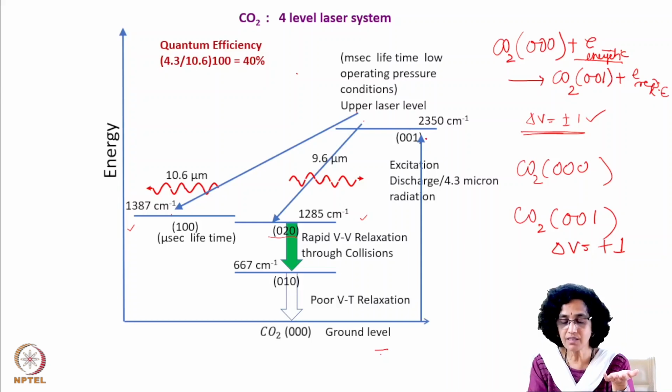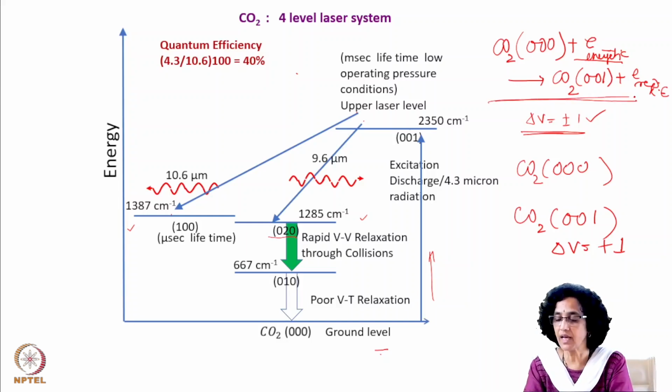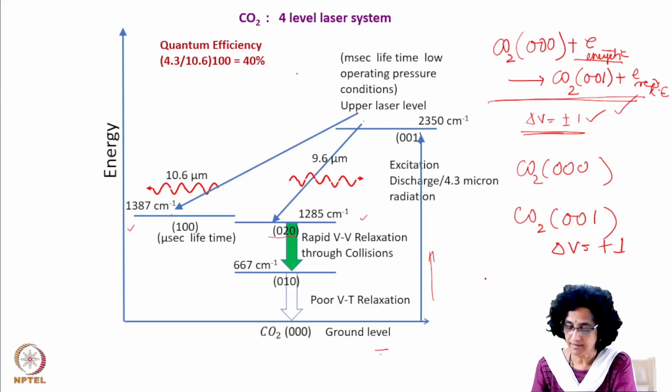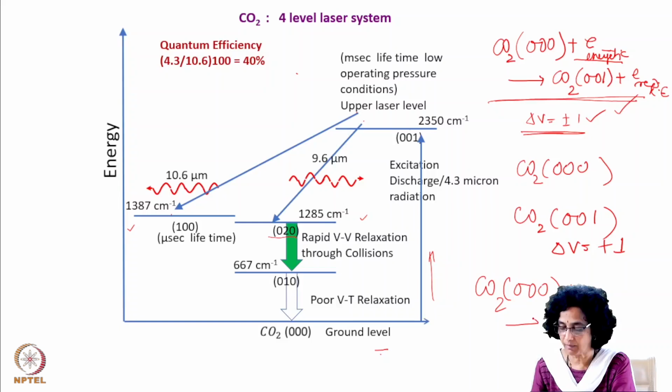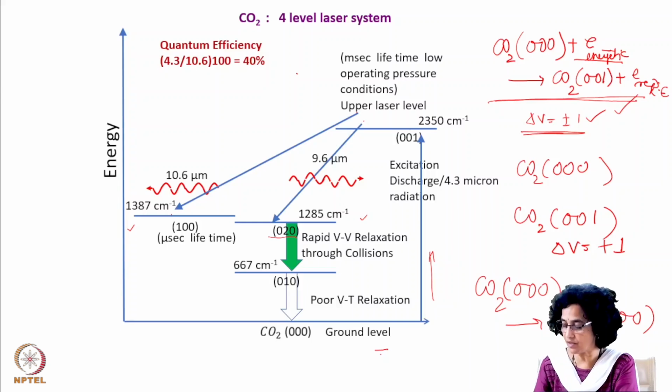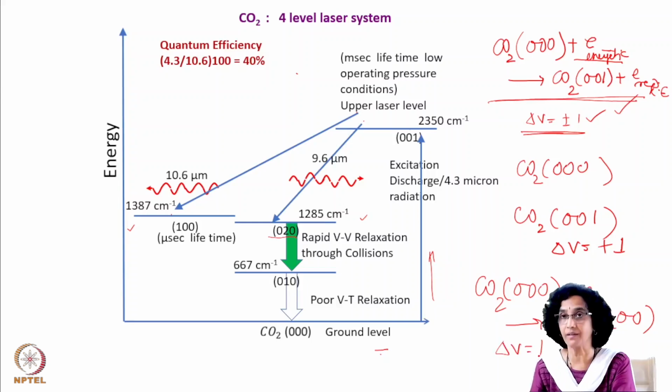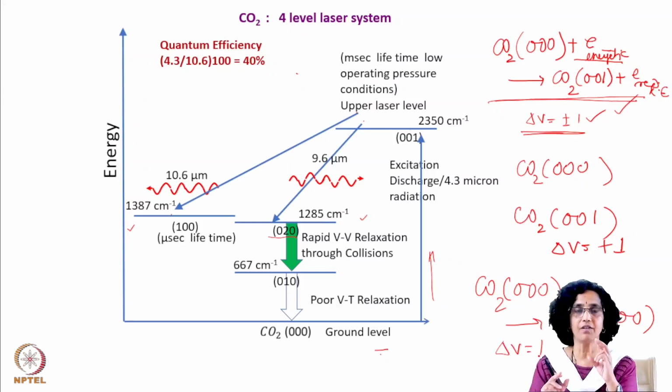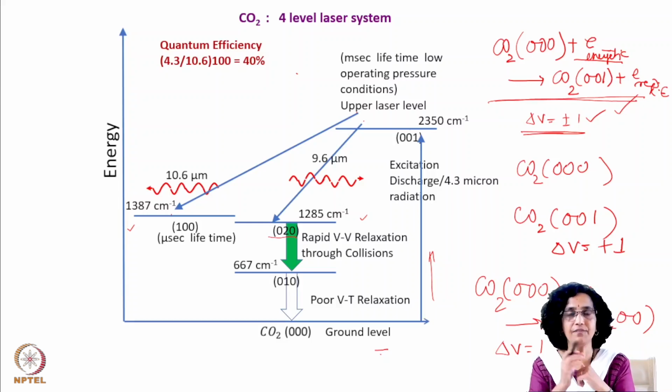Okay, so because this transition is optically allowed, the probability of this particular reaction to happen is also greater than CO2 000 plus electron coming to CO2, sorry, 100. Now you will say 100, why is it not allowed? Here also delta V is equal to 1. Well, one thing is delta V should be equal to 1.